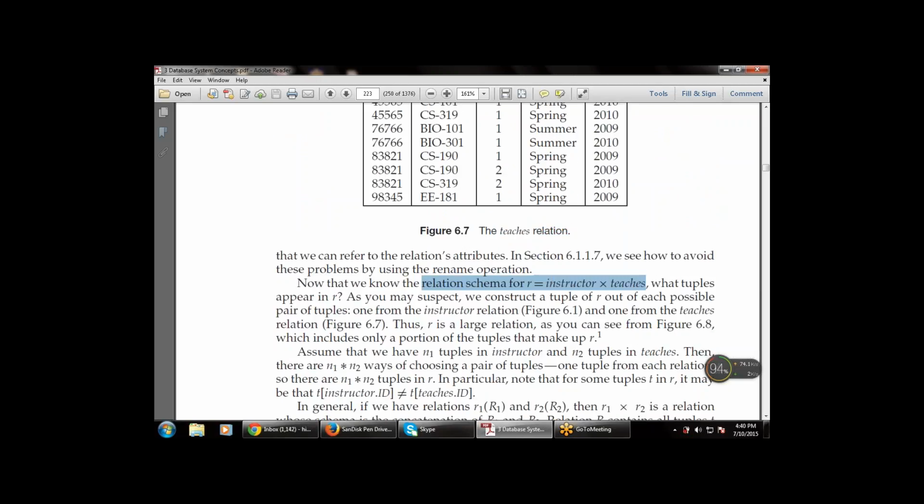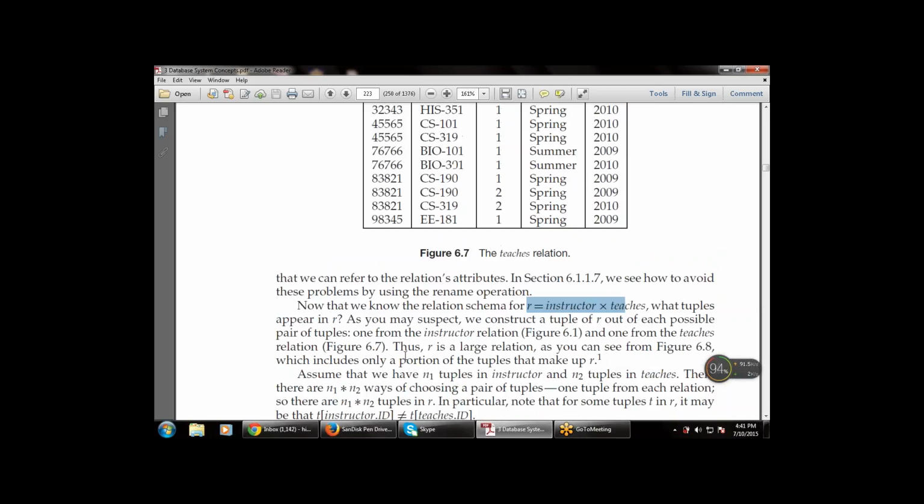Now, note that we know the relation schema, that is R equals instructor × teaches. So what tuples appear in R? What kind of tuples, or what type of rows, appear in R? That is, what is the output of the combination of the two tables? As you may suspect, we construct a tuple of R out of each possible pair of tuples: one from the instructor table, that is from figure 6.1, and one from the teaches table, that is given in figure 6.7.